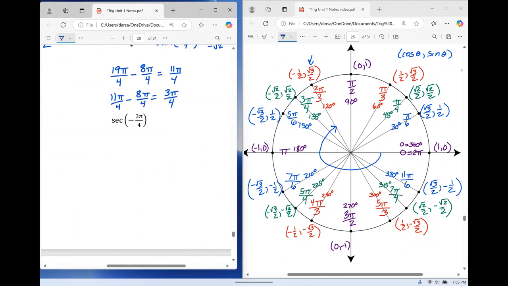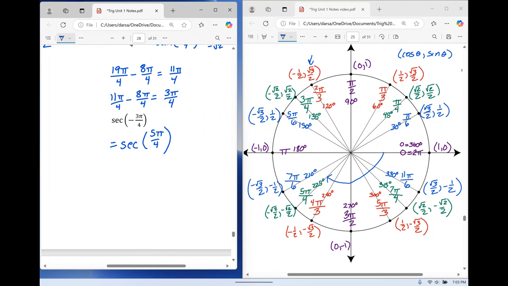Let's look at another negative one. Secant of negative 3 pi over 4. So to get to 3 pi over 4, we go 90 degrees and then 2 ticks to that straight diagonal. In the negative direction, we would do the same thing, go through 90 degrees and 2 ticks to the diagonal. So secant of negative 3 pi over 4 is like finding the secant of positive 5 pi over 4.